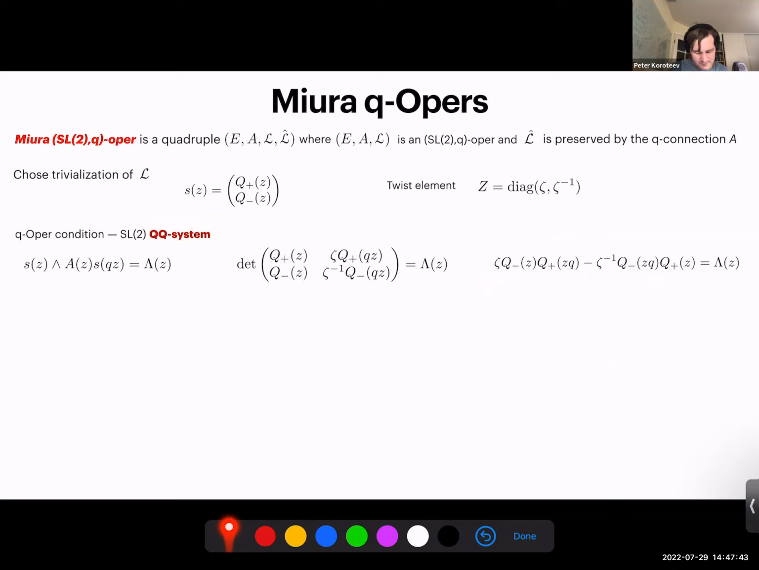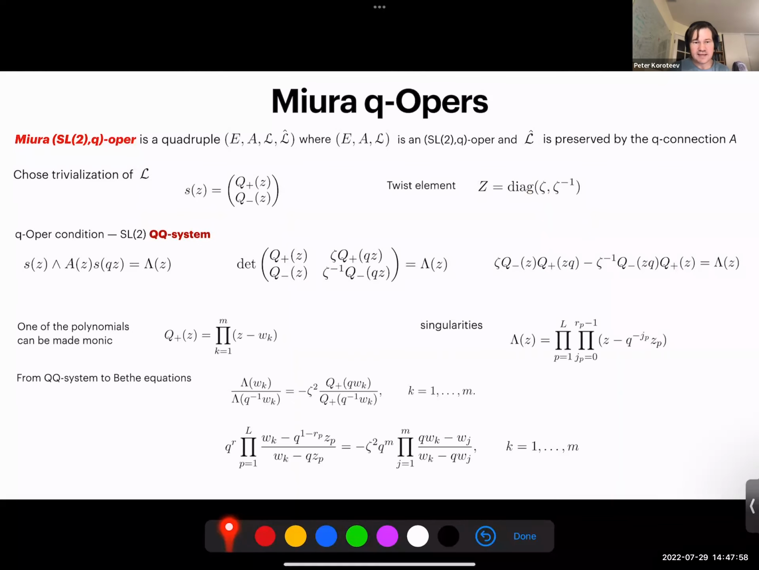which is quite often used, the QQ system in the theory of integrable systems. Some people call it the Q system, but I think the more proper name is QQ system. And we can also get Bethe ansatz equations for the spin chain. So if the Q's are polynomials, right? Remember, we live on CP1, so the gauge transformation supports rational functions.